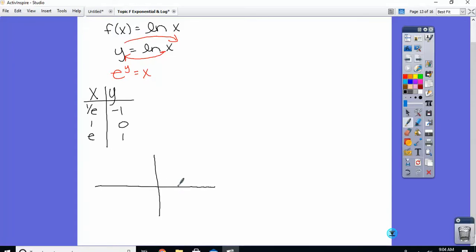So my x there is a little less than a half. My y is -1. And we have 1, 0. E is like a 2.7.